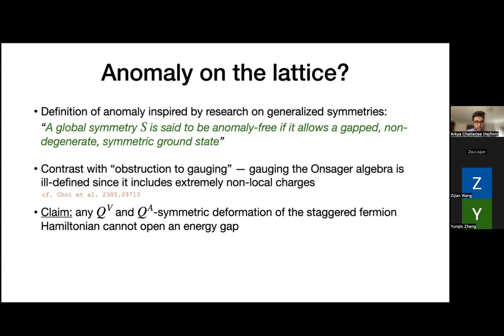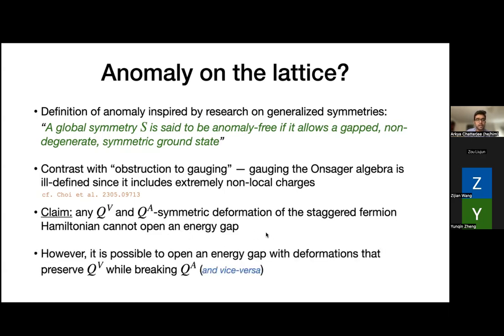So we claim here that it turns out that any QV and QA symmetric Hamiltonian is necessarily gapless, which reflects the first definition here. So the claim is that this result tells us that the lattice symmetry also has an anomaly. So that's how we realize the anomaly on the lattice.